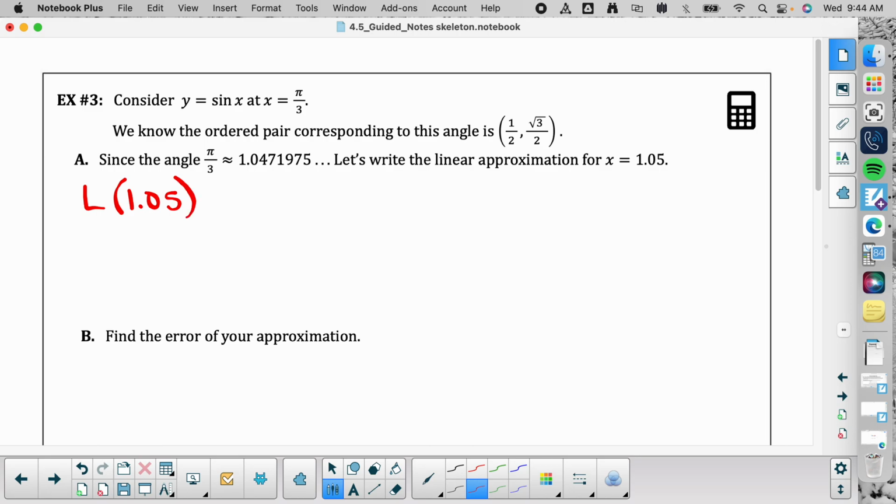To find the linear approximation, I need the tangent line information from y equals sine of x at pi thirds. That's because 1.05 isn't one we would know off the top of our heads, but we would know the information at pi thirds. So I'm going to leave this blank because that's what we're going to fill in, but I need to find the tangent line at pi thirds.